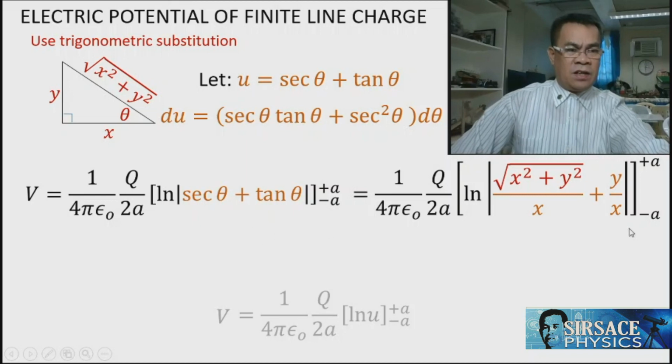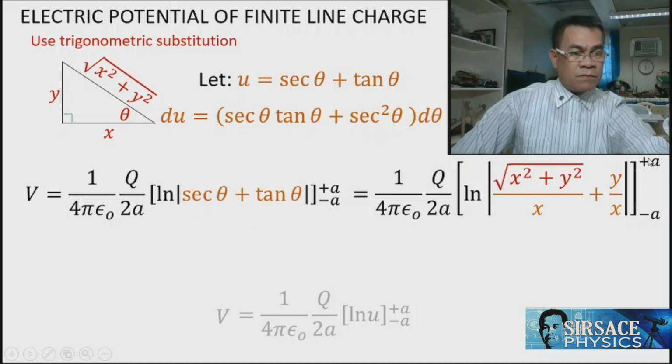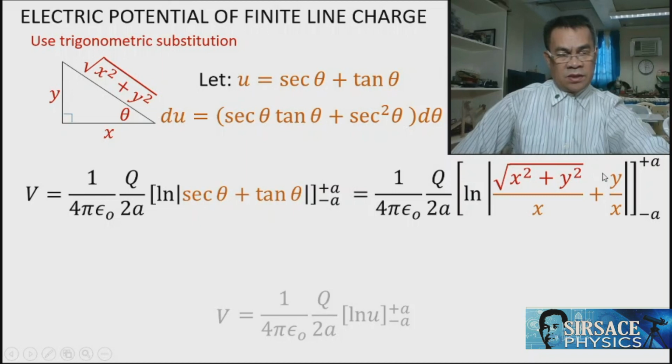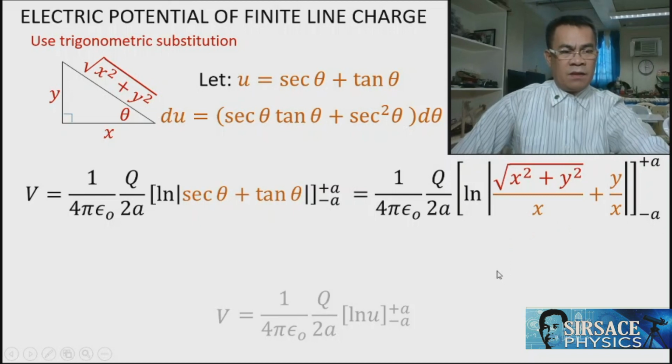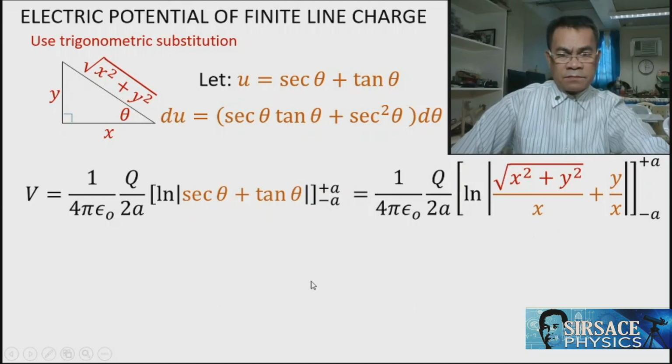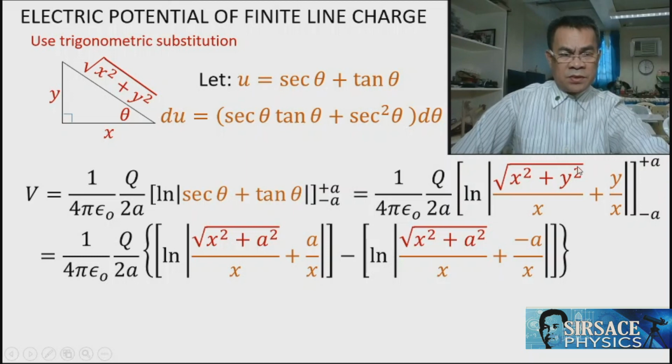Okay. So we are now on the way to evaluate the limits because we have now seen the presence of y. X is given, y is variable. So therefore, take note, upper minus lower. For the upper limit, substitute everything y with a. So y squared becomes a squared, and y becomes a. Then the lower limit, minus, and the natural logarithm is still there.